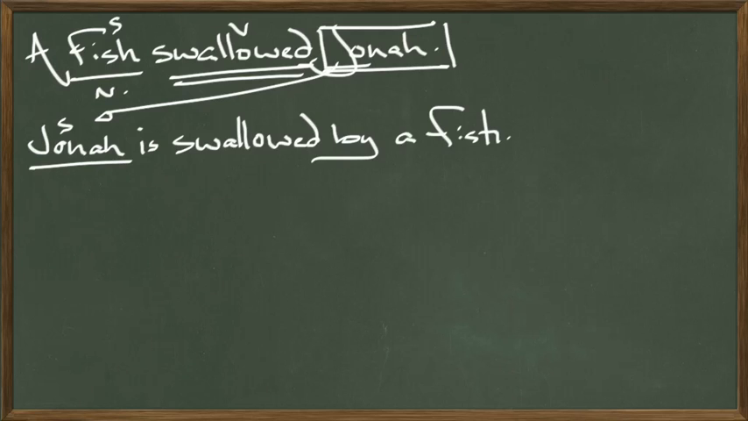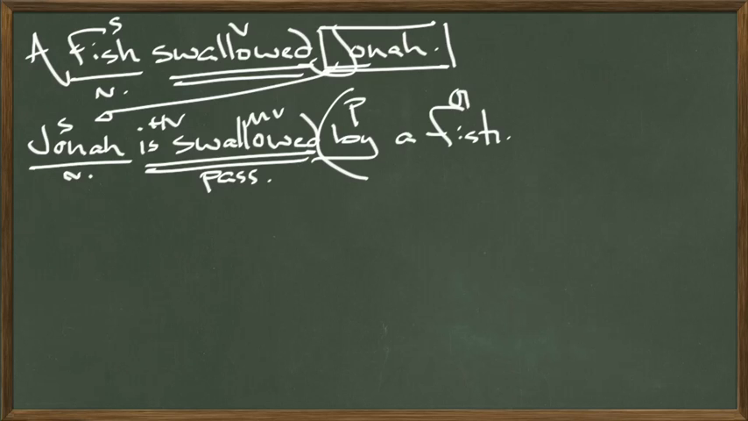Jonah, subject of the sentence, nominative case. Jonah is swallowed. Swallowed is the main verb. Is a helping verb. This is a passive sentence because Jonah is not doing the swallowing. Someone else is. By, preposition. By whom? A fish. Object of the preposition. By a fish, A is an article adjective. By a fish, prepositional phrase. In Latin it would go in the ablative case.